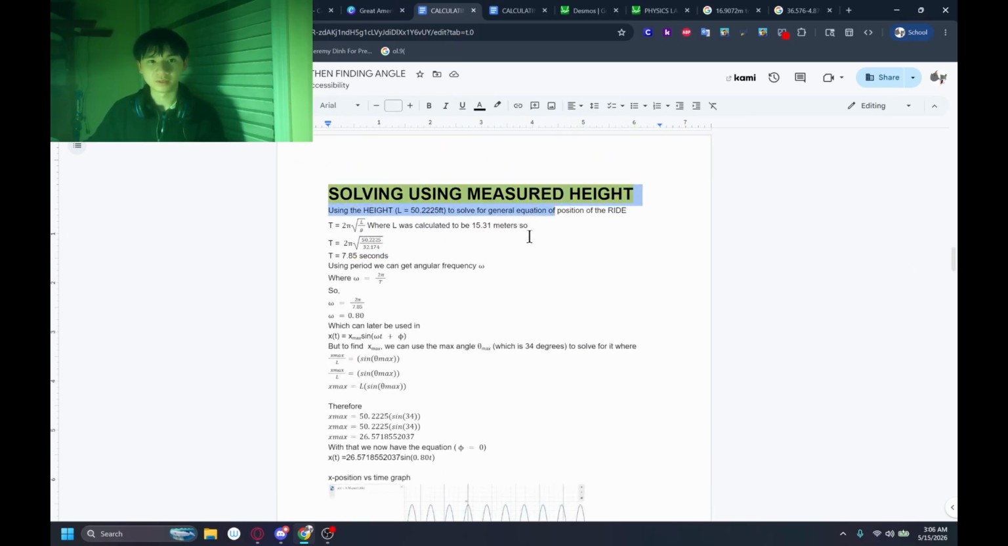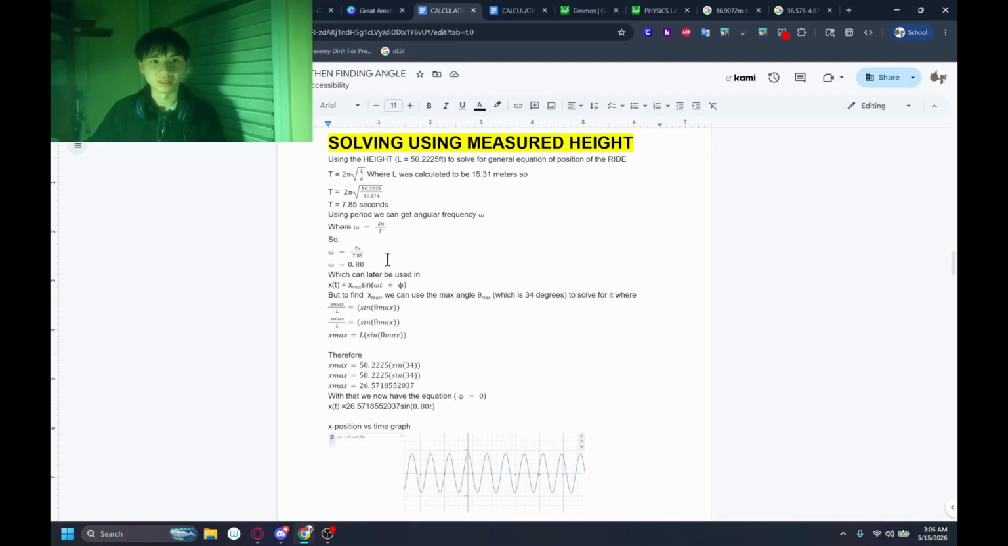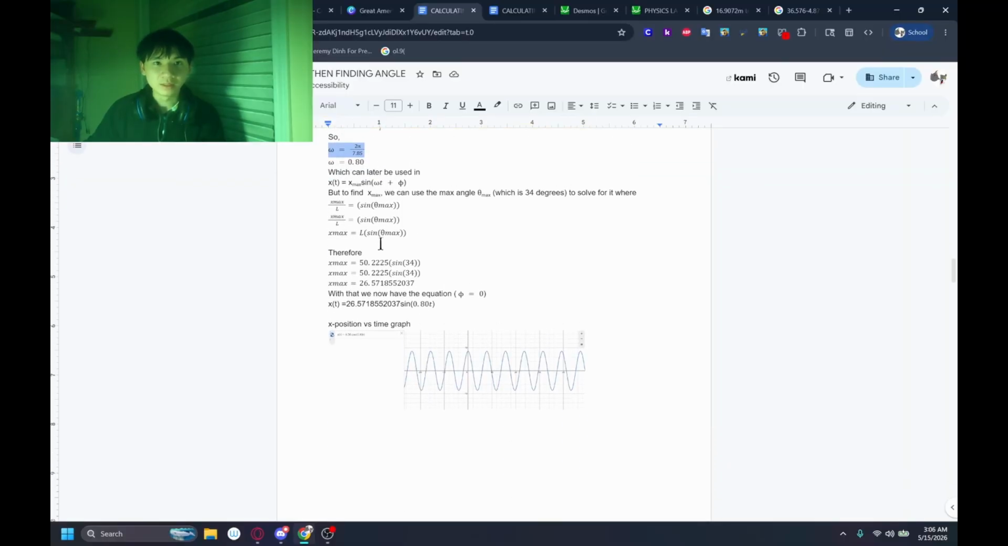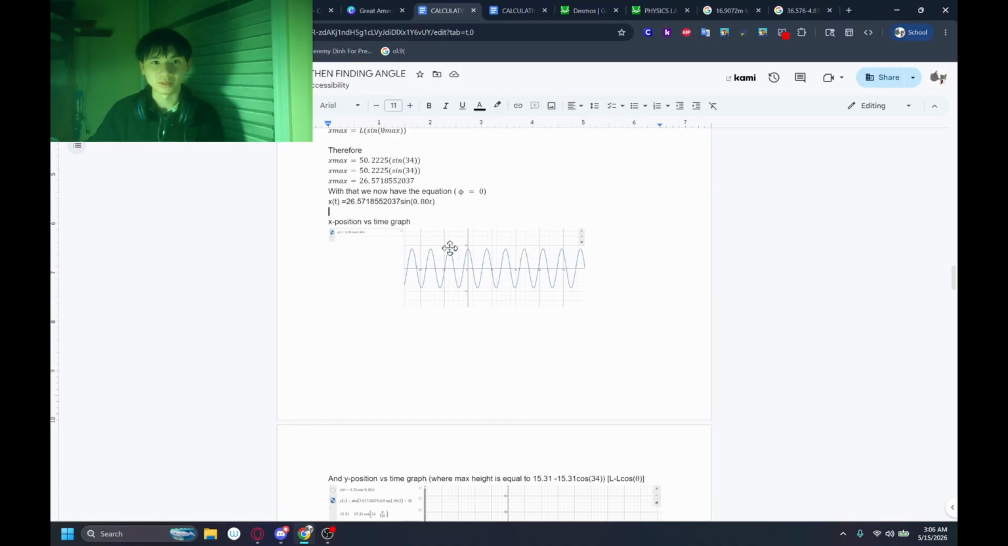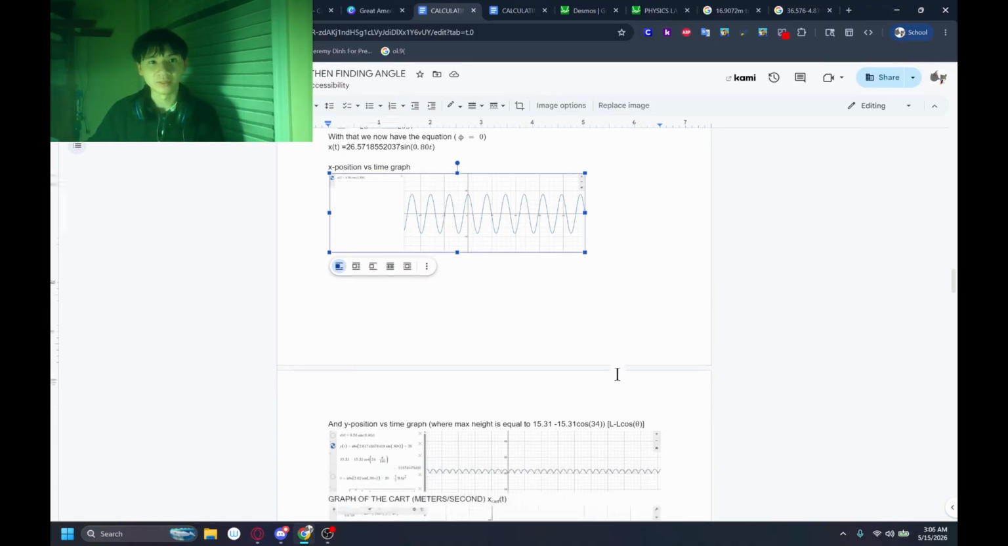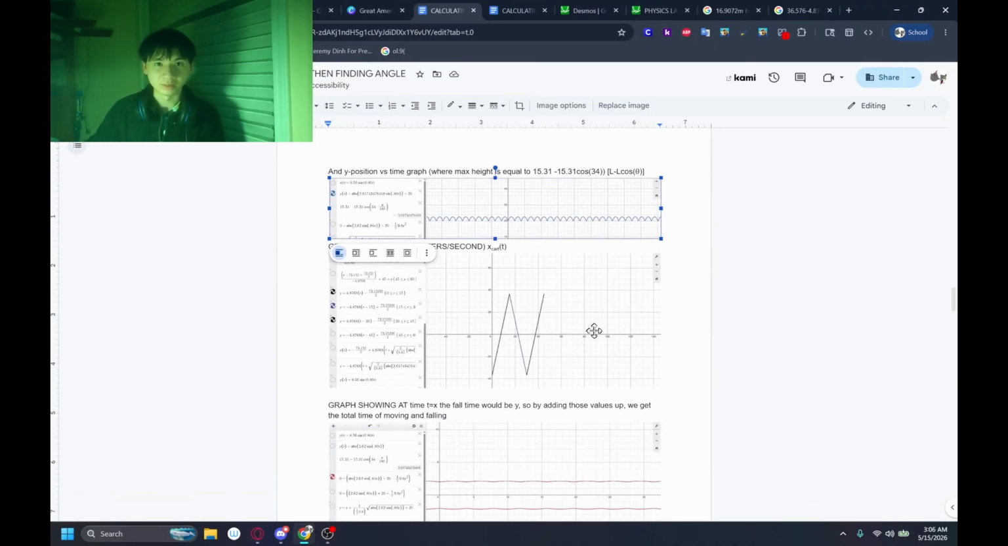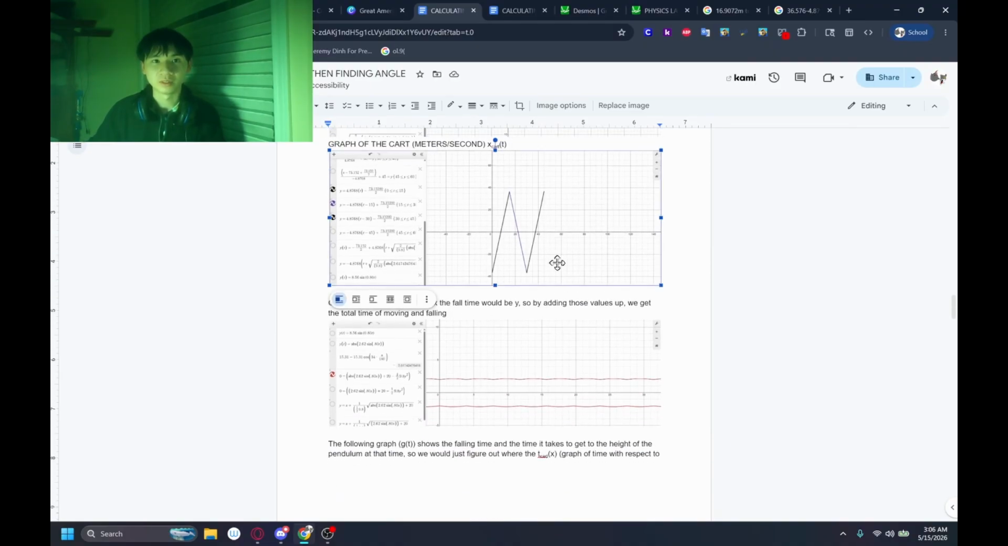So for solving the math, I measured the length. Now I'm finding the period, then the angular frequency. Then I'm finding x max, and whatever x max is, I use in the equation, and that gives me the position versus time graph. And then I get the y position versus time graph, and also the graph of the cart without any change, or including the false peak.